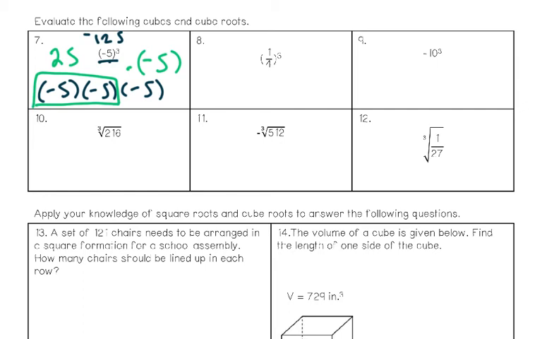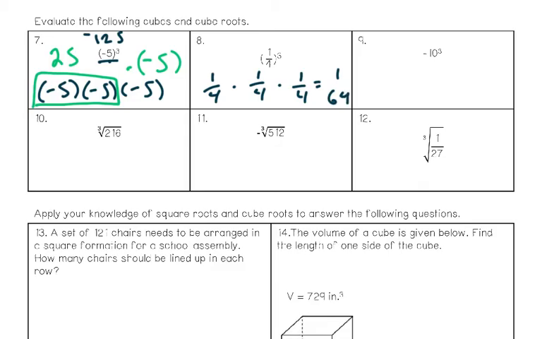Number 8 says do 1/4 times itself 3 times. So I'm just going to write out that fraction 1/4 times itself 3 times. When I multiply fractions, I multiply straight across on the top. So 1 times 1 times 1 is 1. And then 4 times 4 is 16, times 4 is 64.